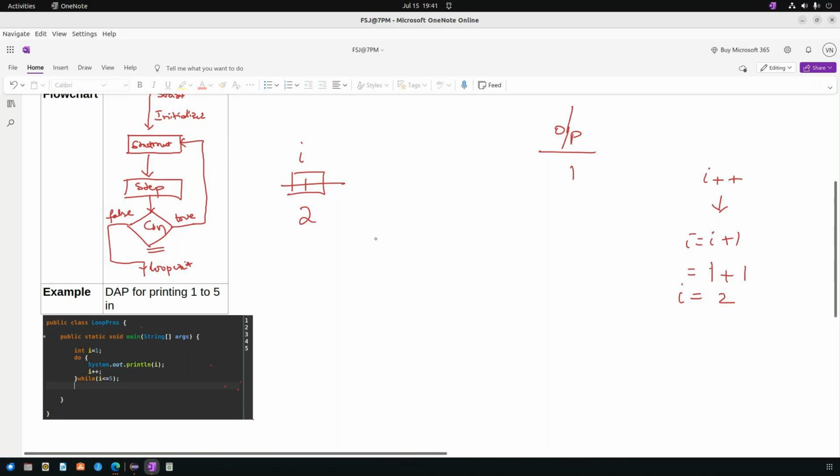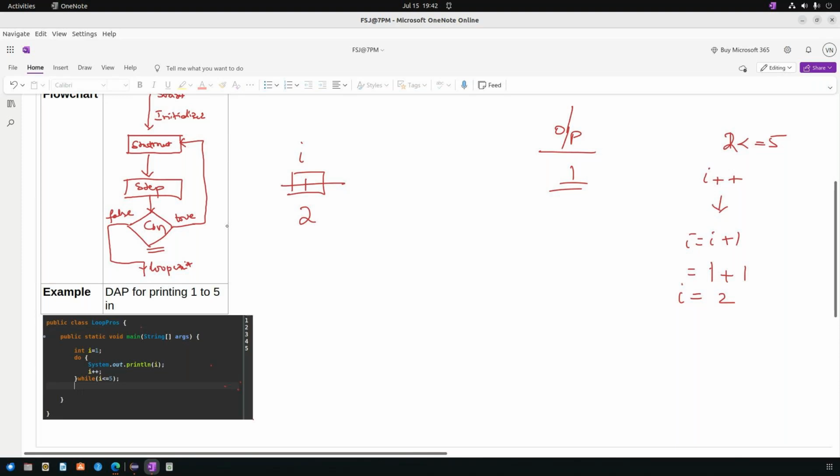Then it will check 2 less than or equal to 5. So 1 will never be checked. Without checking, the output is coming. That is why I told you minimum one value will be printed without check. So this is what we look at here. Then again the condition will be checked.